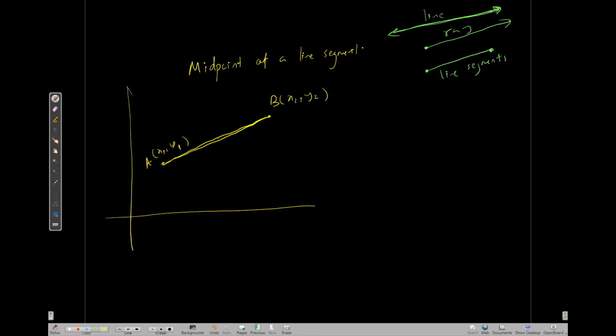Okay, now let's call this point C, our midpoint (x, y). Now the formula for C, the famous midpoint formula, is very simple: (x1 plus x2) divided by 2, (y1 plus y2) divided by 2. Now again, I don't like just to memorize the formulas, but I would like to show you how these things are coming.